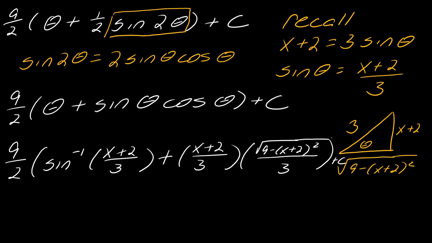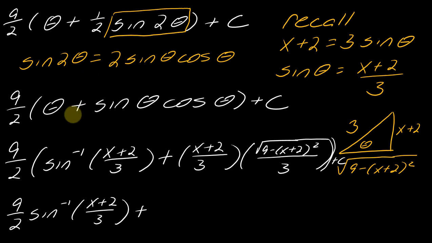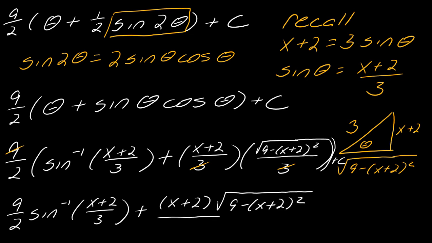Okay, so now if I try to simplify all of this, this is going to turn into 9 over 2 inverse sine of x plus 2 over 3. And then when I multiply this 9 over 2 times this over here, just notice that these 3's will end up canceling out with the 9. So I'm left with x plus 2 times the square root of 9 minus x plus 2 squared, all of this over 2 plus c. Whew, all right, that was a good one.